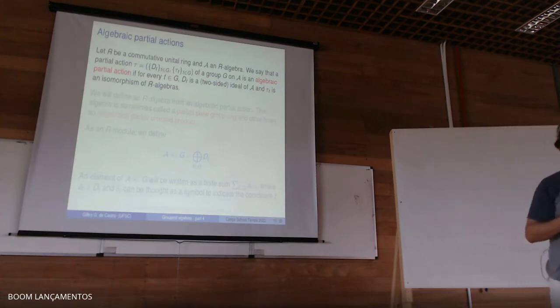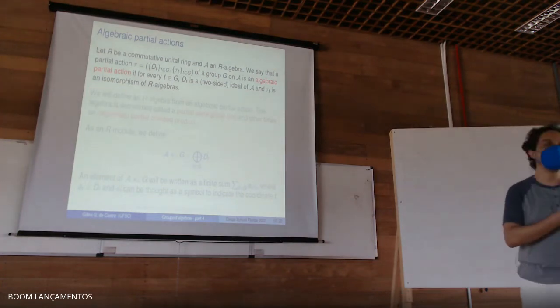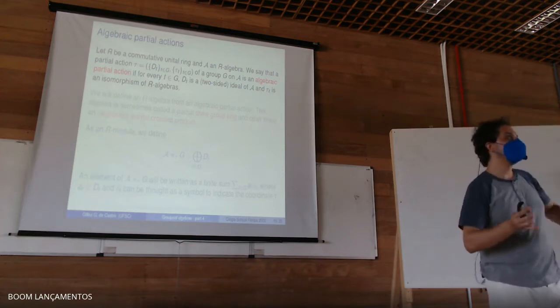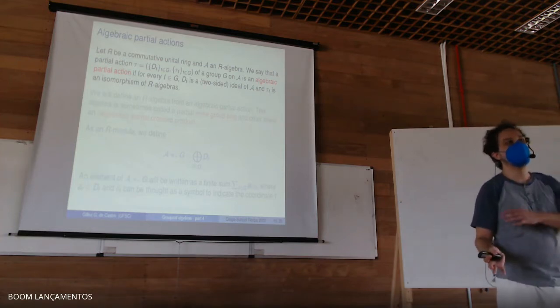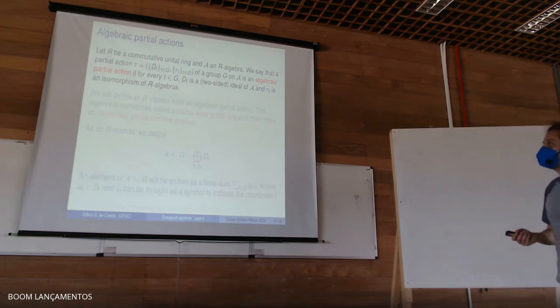So for the partial action, we want the domains of the partial action to be ideals. For me, ideal is always going to mean two-sided ideal. Sorry, I'm only considering two-sided ideals, and we want this tau t to be isomorphisms for every t. So instead of being bijections, because you have the structure of an algebra, you want them to be homomorphisms, and because they are bijections, they are actual isomorphisms.